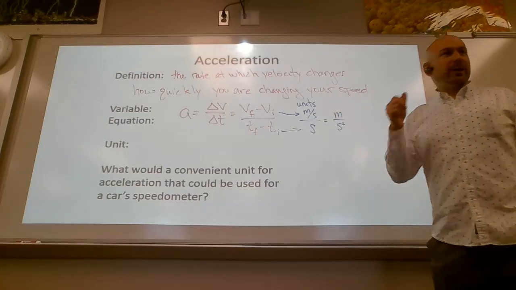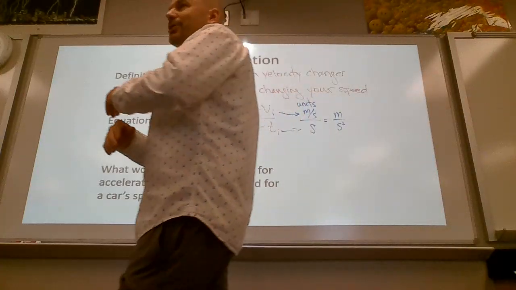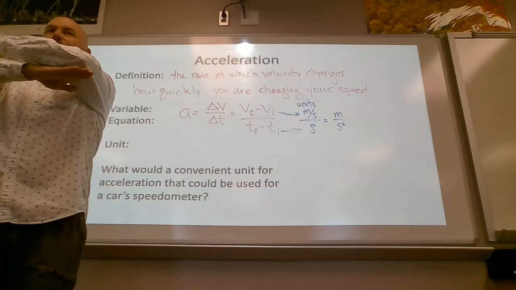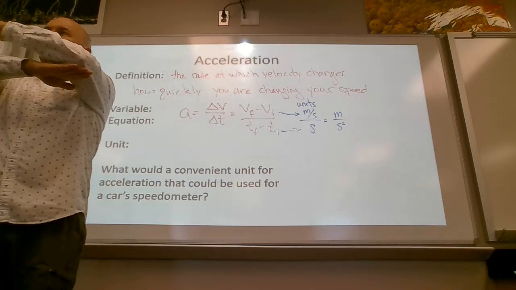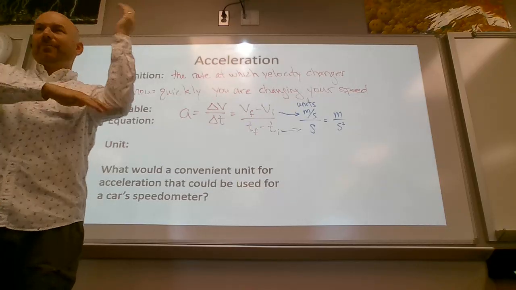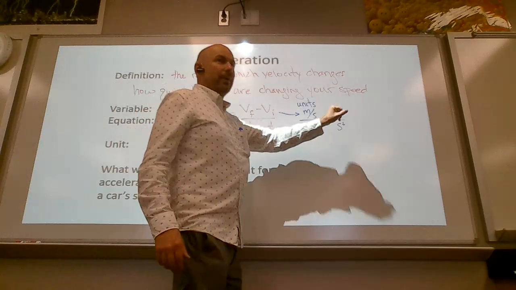It's meters per second per second. So, for example, if I had an acceleration of 5 meters per second squared, what that means is my velocity is changing 5 meters per second every second. So my speedometer would look like 0, 5 meters a second, 10 meters a second, 15, 20, 25 meters a second. Every second that goes by, I'm changing my velocity by 5 meters per second. Okay? And we simplify that to meters per second squared.